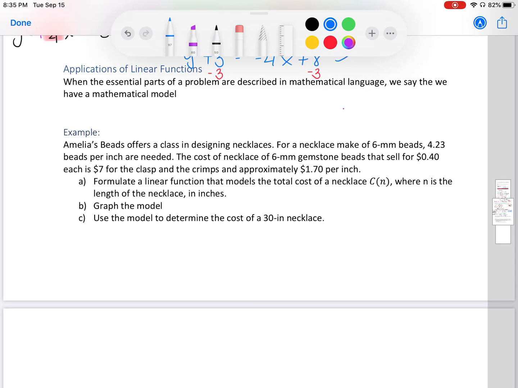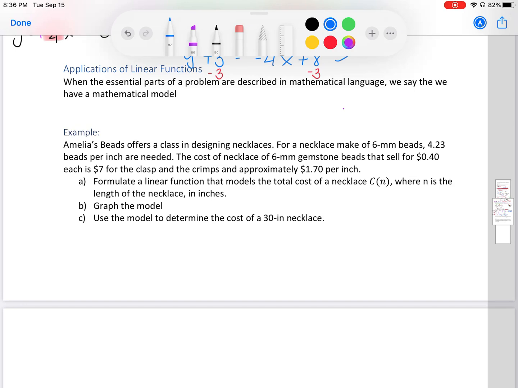All right, last bit, applications of linear functions. When the essential parts of a problem are described in mathematical language, we say that we have a mathematical model. So let's take a look at this problem.